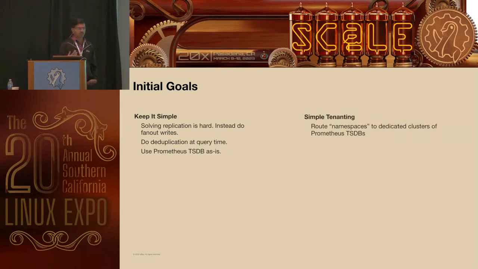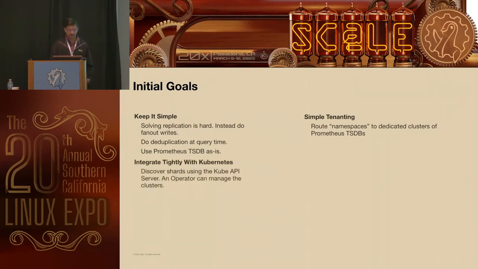We wanted to support simple tenanting. So have a concept of what is called a namespace, and every user is given a namespace into which they can write time series and have some basic form of cardinality rate limiting, saying that every user for free gets, say, 500,000 time series per metric name, or 20 million time series across the entire tenant.